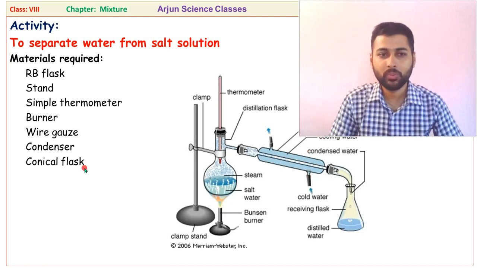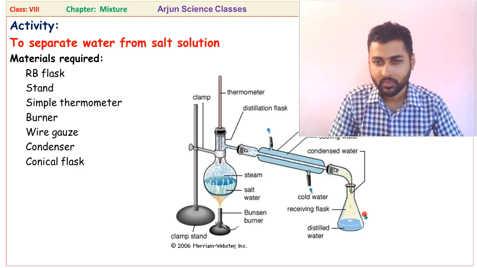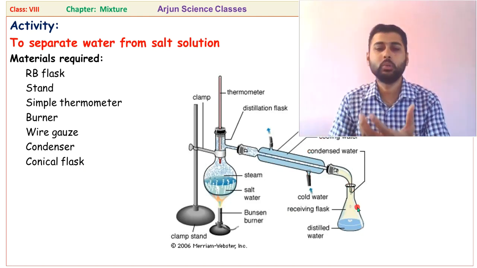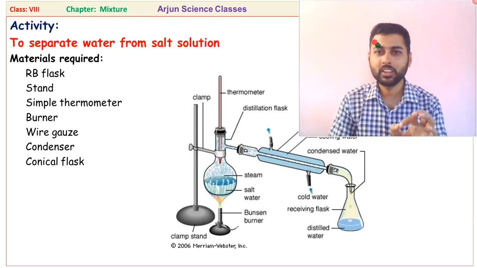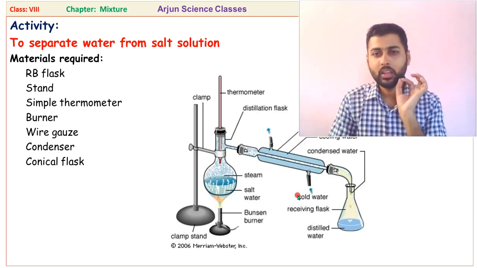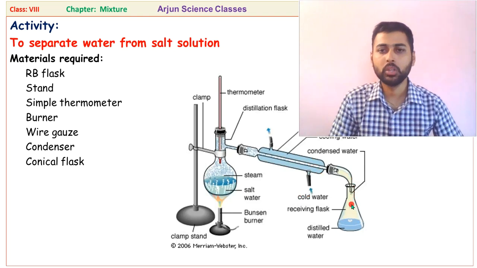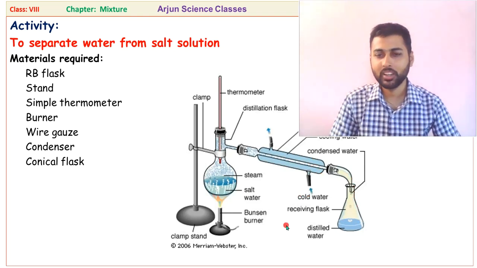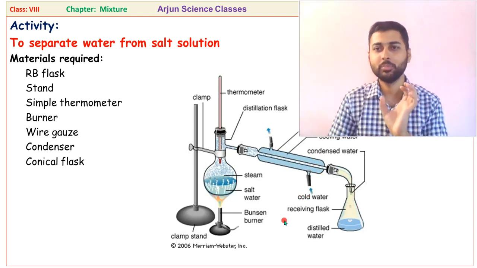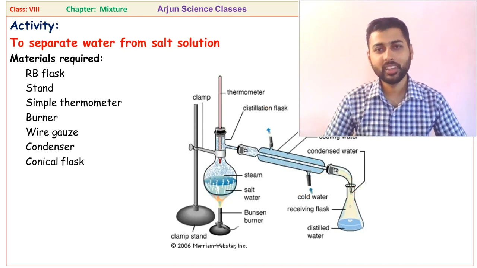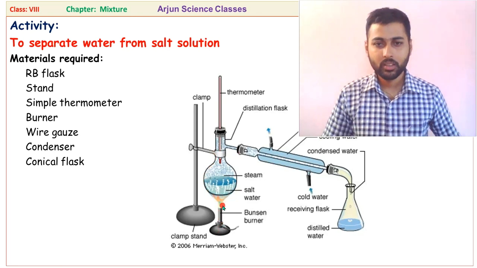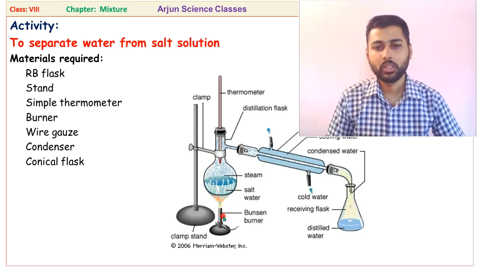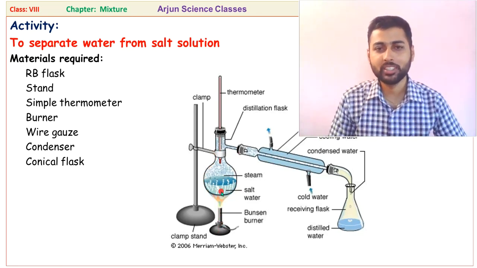Conical flask. Here you can see the conical flask. Or you can also use a measuring cylinder here, because a measuring cylinder gives the exact volume of the liquid or the water collected after the distillation process. Here you can see again, this is the round bottom flask, this is the burner. With the help of the burner we can heat this mixture.